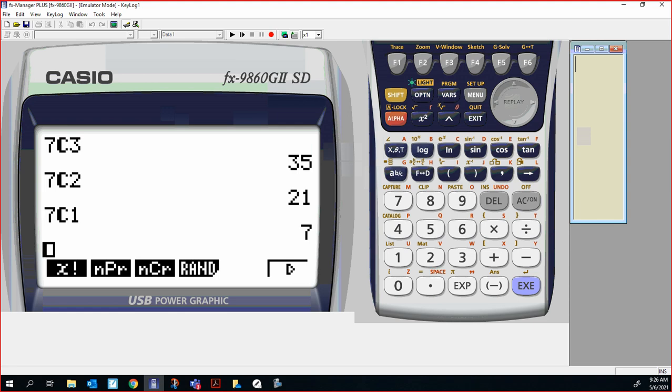Now, what you need to remember is you type in the first number first, because it needs to go before the C. So you type in 15, and then the nCr, and then the 9.